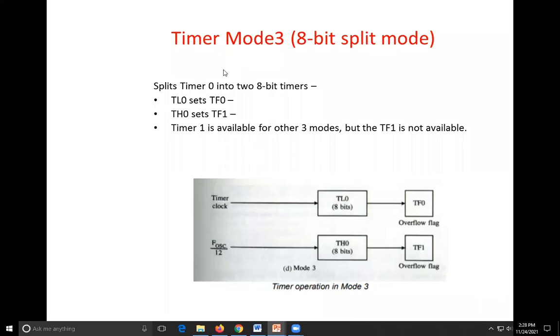So here we are discussing the timer clock is given. 8-bit timer: TL0 and TH0 for timer 0, and TL1 and TH1 for timer 1. Then again the TF0 flag will be generated here, and the TF1 flag will be generated here. So this is the mode 3, 8-bit split timer. Remember, these things are related to your programming and your online exam.